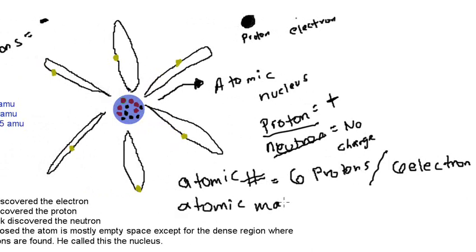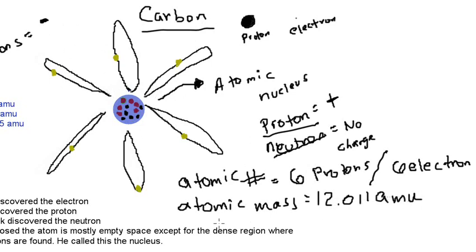The atomic mass is how much the atom weighs. If you look at the periodic table, the atom that has 6 protons is carbon. So this atom that I drew is a carbon atom, and this carbon atom has a weight of 12.011 atomic mass units. This is how much this atom weighs. Okay, so this concludes this video.